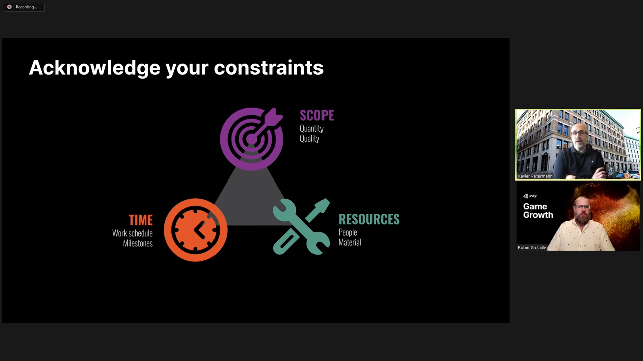So the first thing you got to figure out is your actual constraints. They're essentially the same for all types of projects. They are basically scope, resources, and time. And this is true for every type of game that you'll work on. You got to figure out yours.